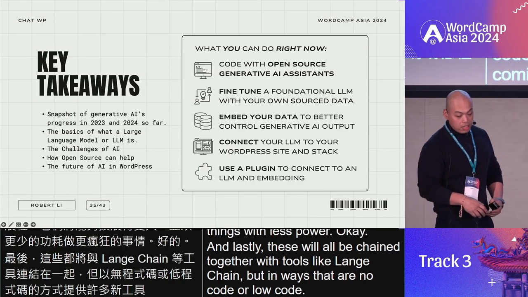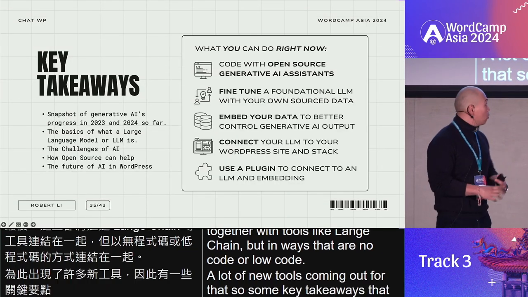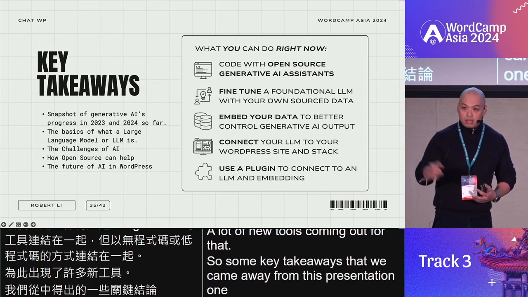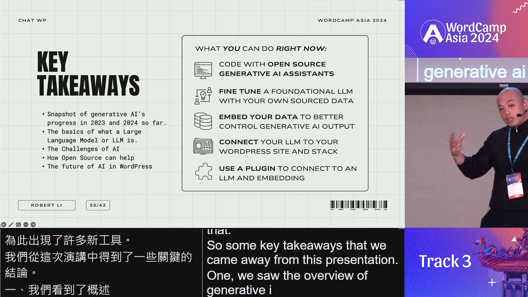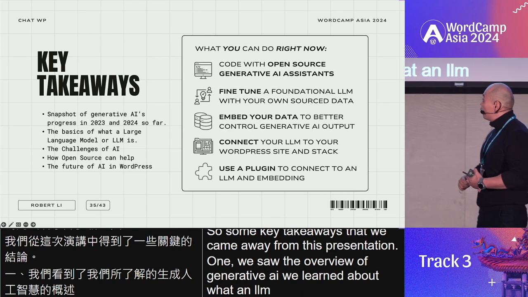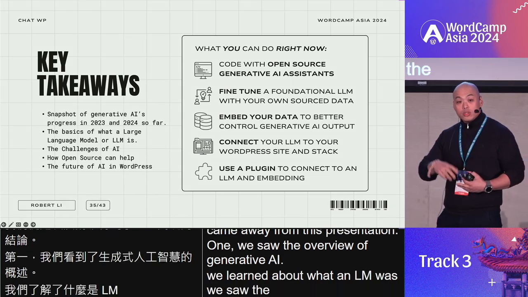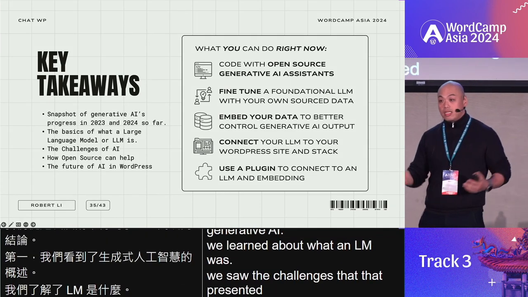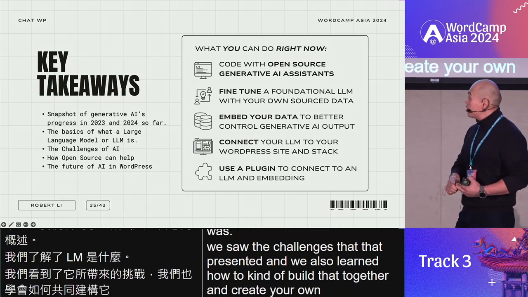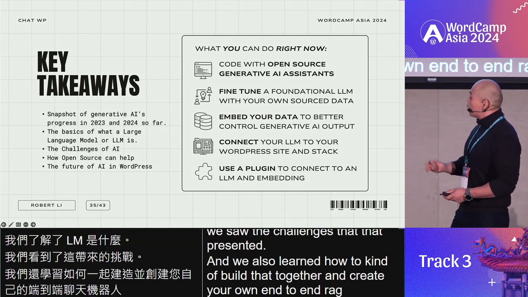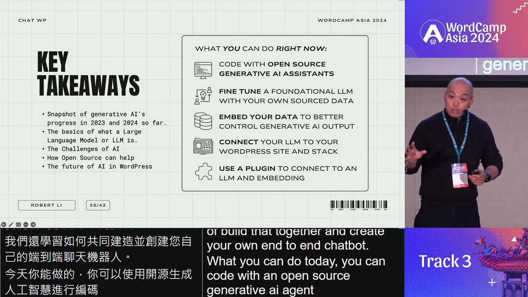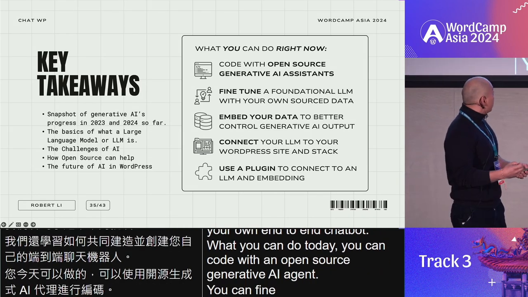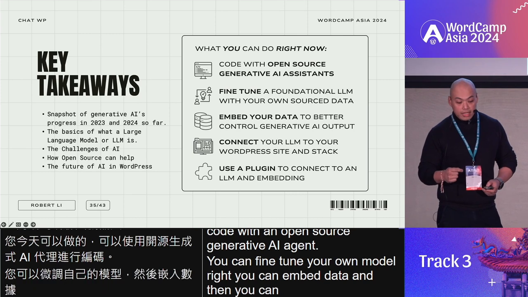So some key takeaways that we came away from this presentation. One, we saw the overview of generative AI. We learned about what an LLM was. We saw the challenges that presented, and we also learned how to build that together and create your own end-to-end RAG chatbot. What you can do today, you can code with an open source generative AI agent. You can fine-tune your own model, right? You can embed data, and then you can connect that back to your stack to make it work.